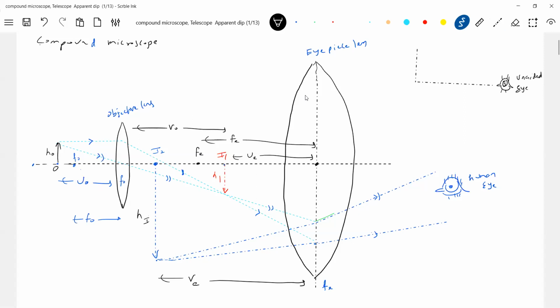Now this human eye is taking help of this compound microscope, the two lenses, so therefore it is an aided eye. So there's an object H naught kept at the least distance of distinct vision. So this is what I think we took as symbol alpha. So what is beta? Beta should come here.